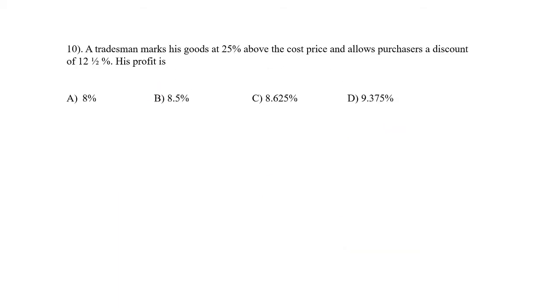Now see the 10th question. A tradesman marks his goods at 25% above the cost price and allows purchasers a discount of 12.5%. His profit is.